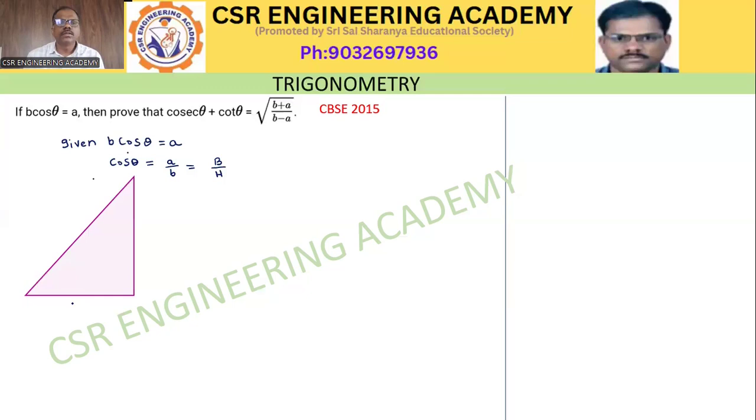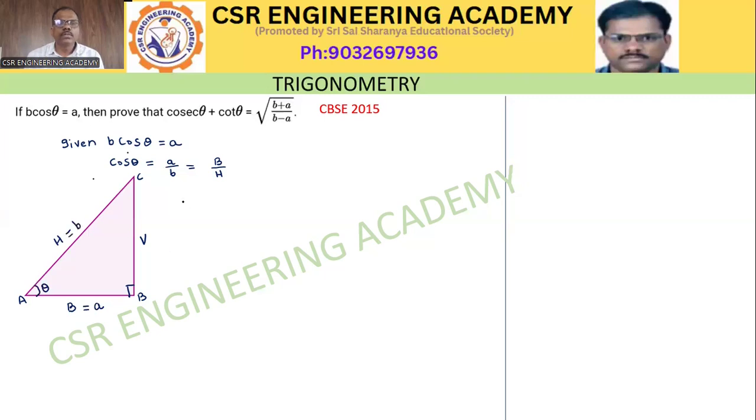Now consider triangle ABC, right-angled at B, with base B, vertical side V, and hypotenuse H. Here angle A is equal to theta. So base is equal to a, hypotenuse is equal to b.